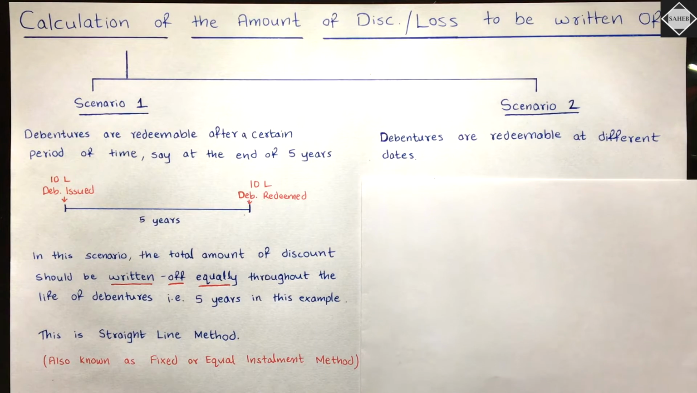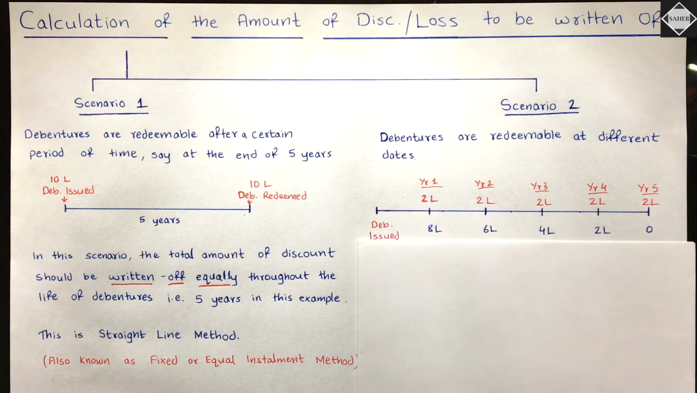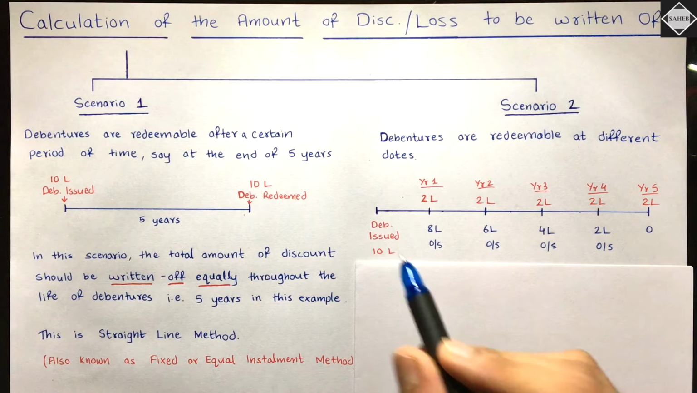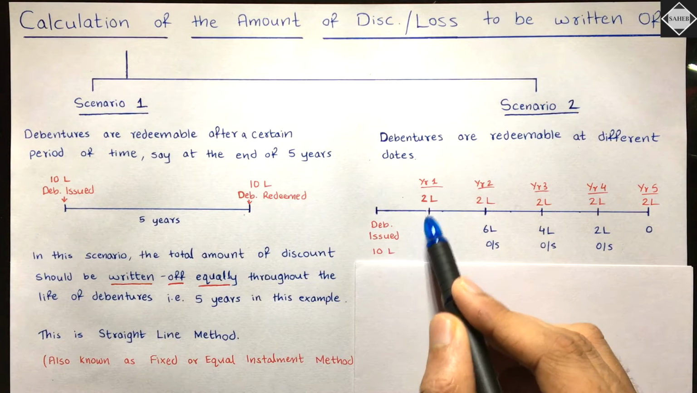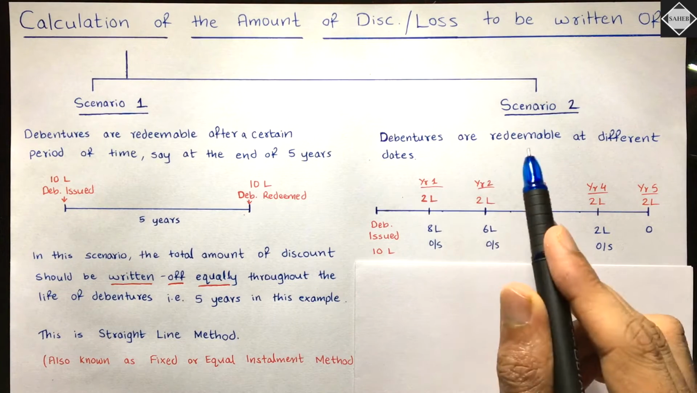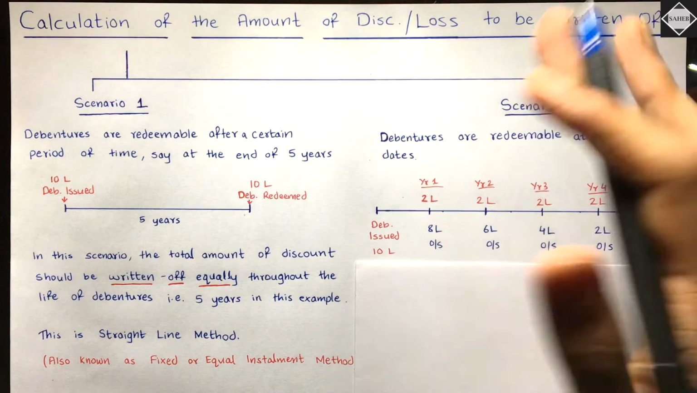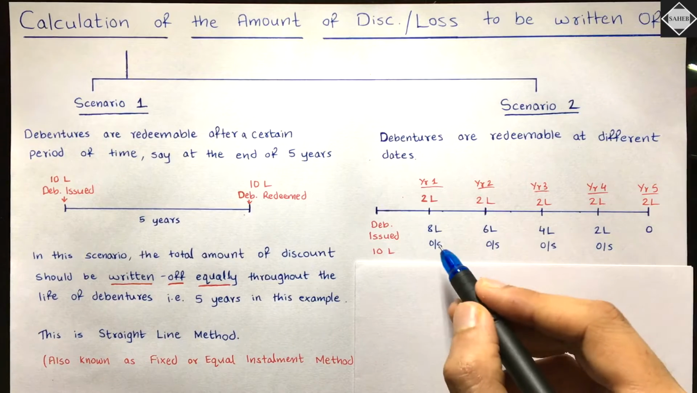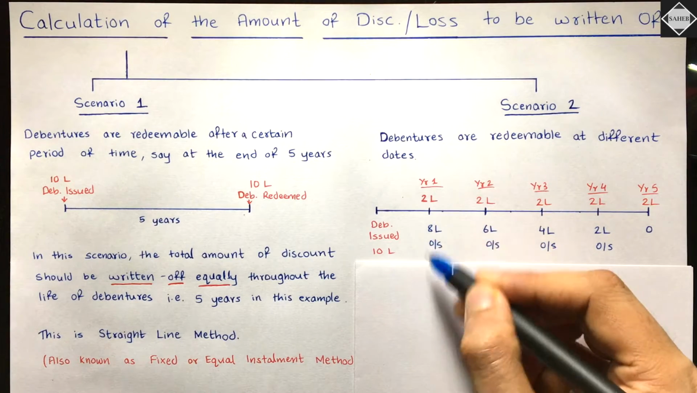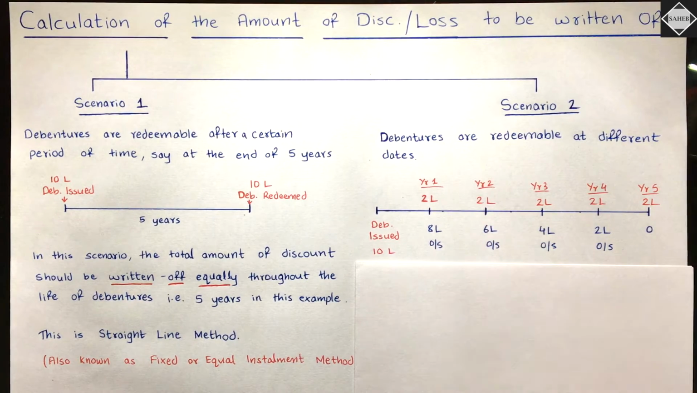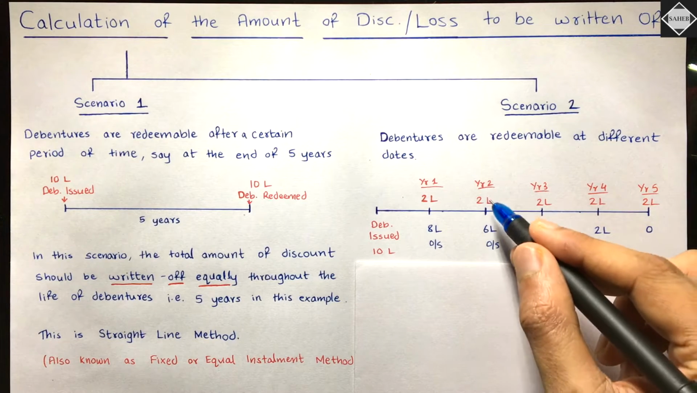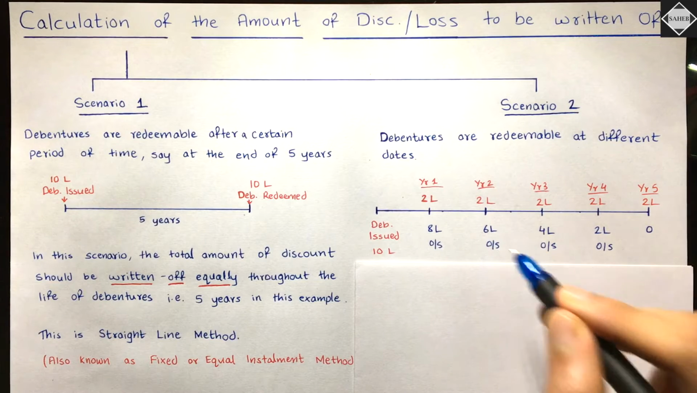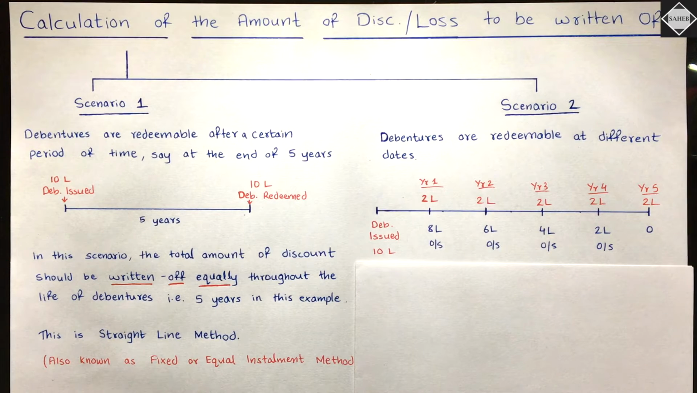Let's see. For example, let's say we have issued debentures of 10 lakh, and then what happened was at the first year end, we redeemed 2 lakh face value of debentures. We repaid back. So how much value of debenture is there in our balance sheet now at the end of first year? 8 lakh. 8 lakh debenture is outstanding. In the second year, again at the end, we have redeemed, let's say 2 lakh. How much is outstanding? 6 lakh debenture is outstanding of face value, isn't it?